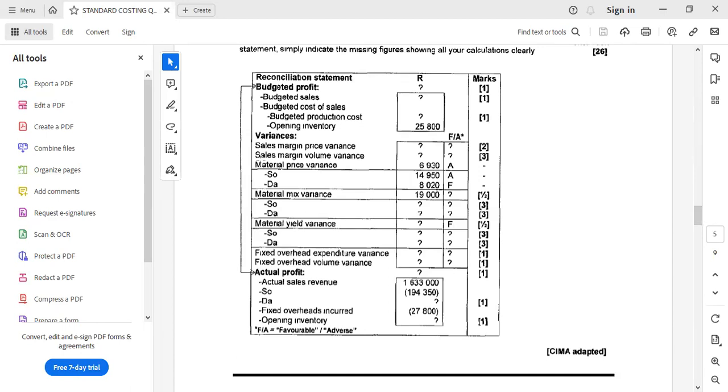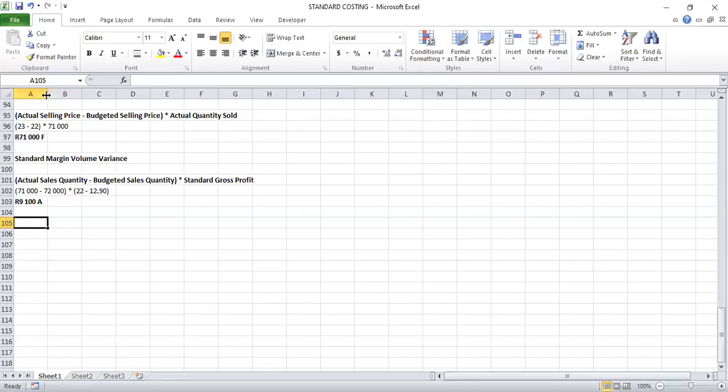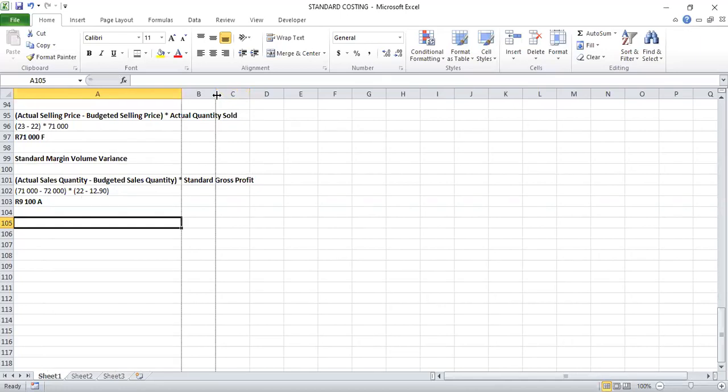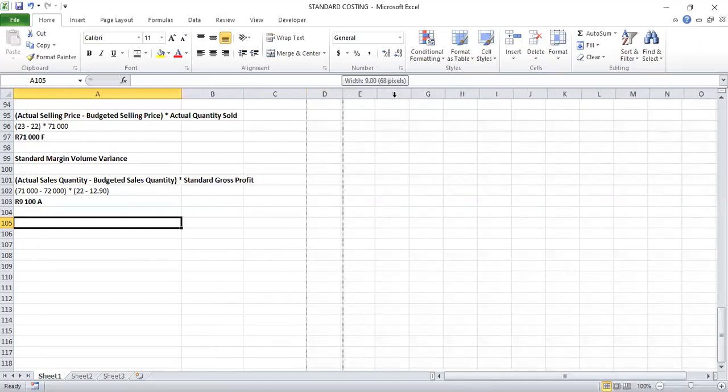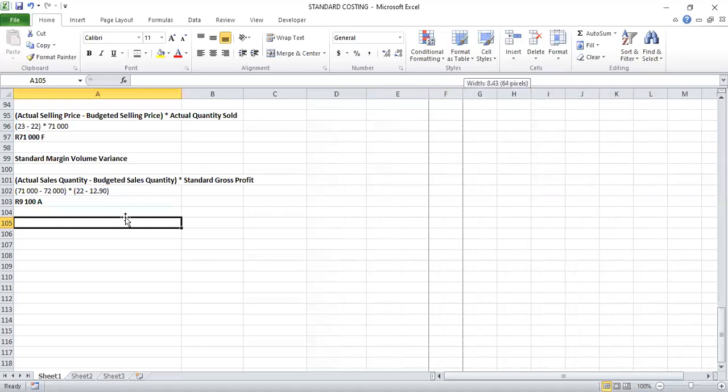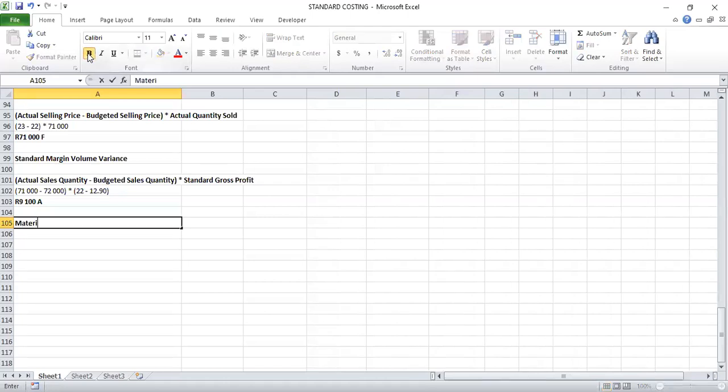Then the material price variance is given, but we need to calculate it so that we know how it is calculated. I think we did it again last week. A material price variance arises because the price at which we bought the materials was different from the standard price. So maybe let me just do the calculation here.